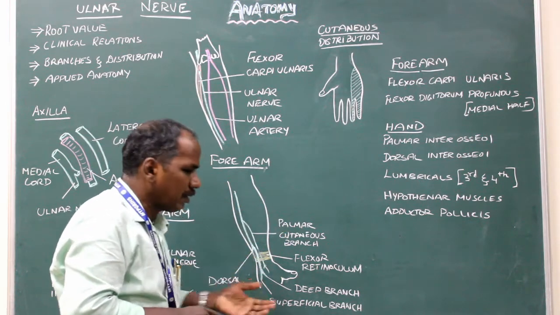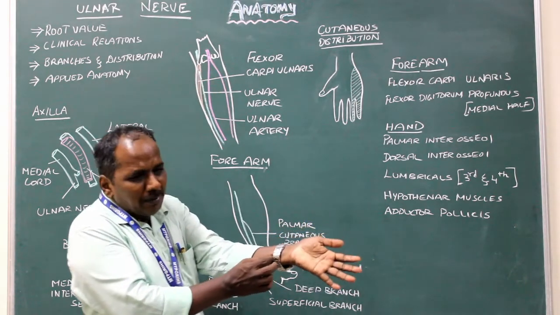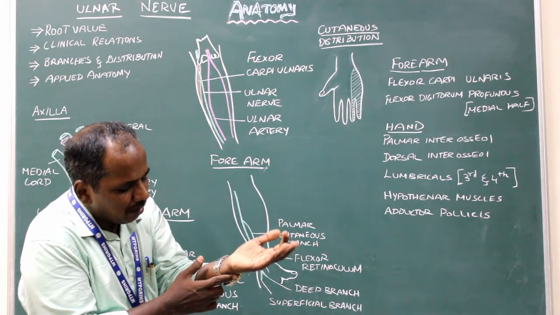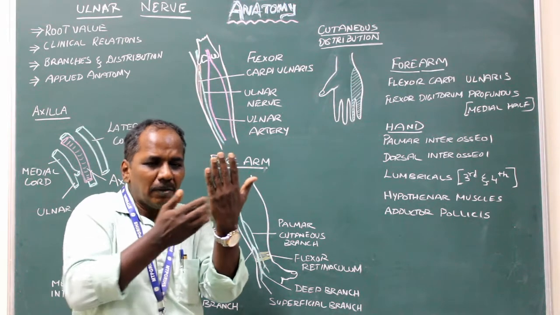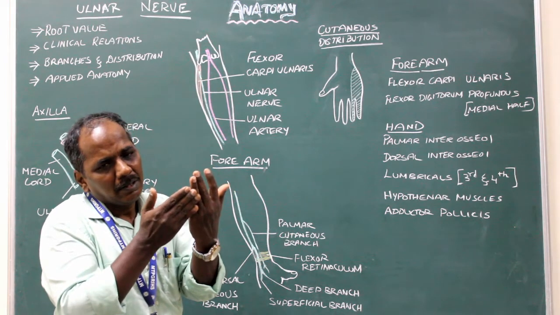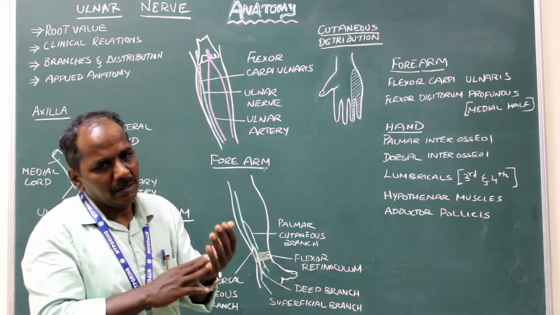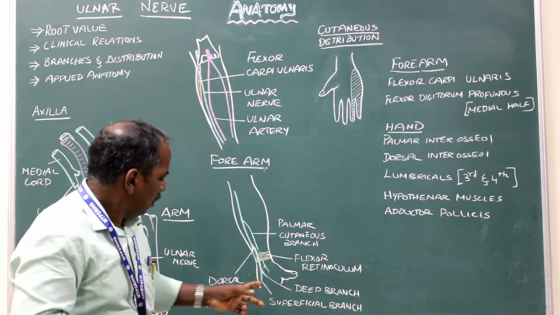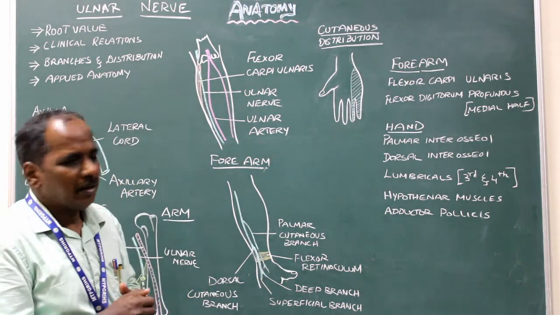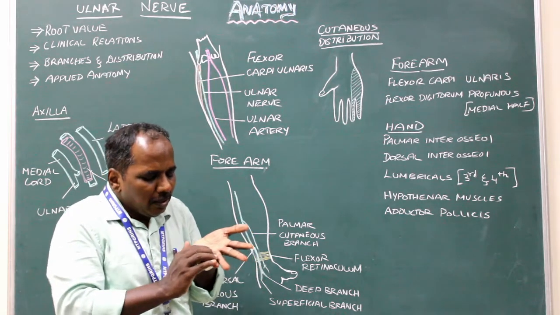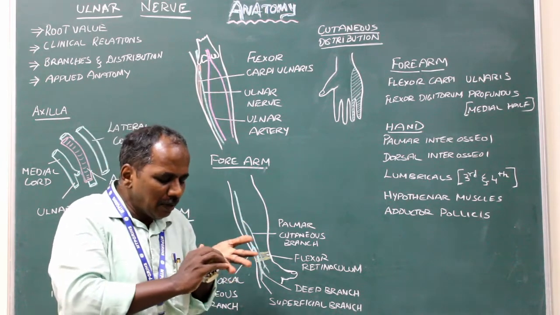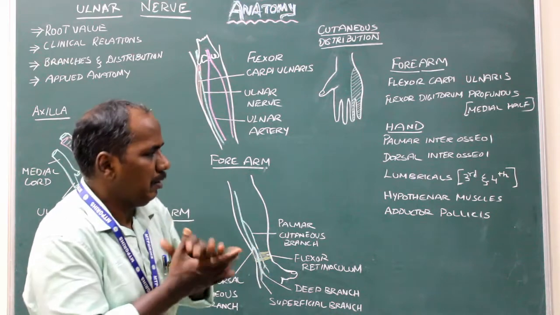Dorsal cutaneous branch starts just 5 cm above the wrist joint and runs posteriorly to supply the skin over the medial half of the dorsum of the hand, including the dorsal aspect of the medial 1.5 fingers. The superficial branch and the deep branch, after supplying the muscles of the hand, end by supplying the medial 1.5 digits of the palmar aspect of the hand.